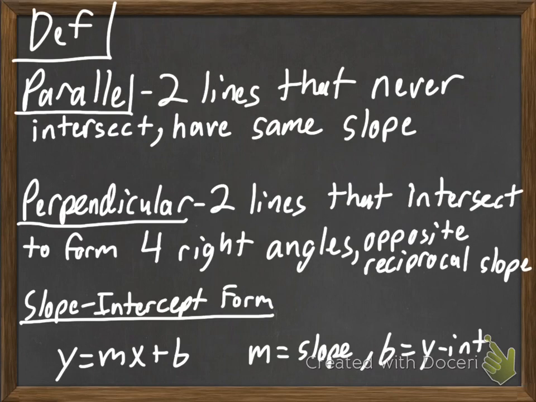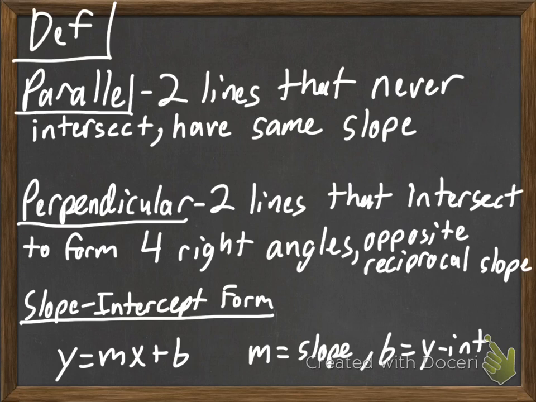So, definitions. You know I love my definitions. Parallel lines: our definition for this is it's two lines that never intersect. Parallel means they're never going to touch, and they have the same slope. So two lines that have the same slope are parallel.